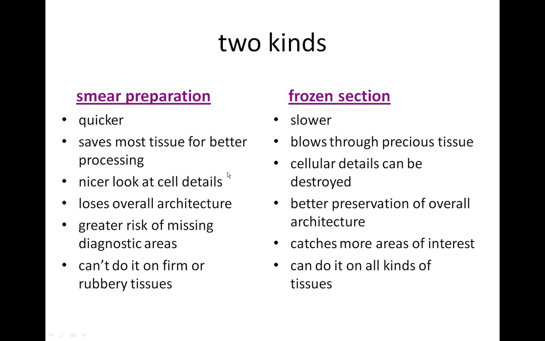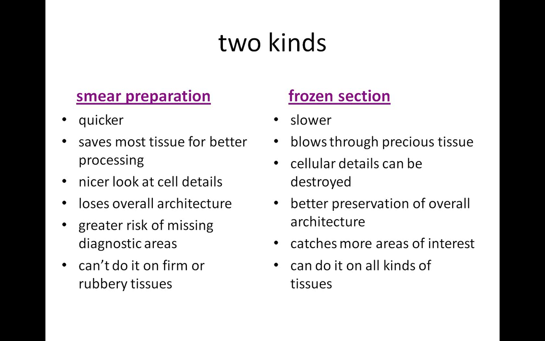And if you have a lot of tissue to preserve, it saves most of the tissue for better processing. You get a better look at cell details. The only catch is it does lose some information. You lose the overall architecture of the tumor. And if you sample the wrong area, you can be led down the wrong path as far as the diagnosis goes.